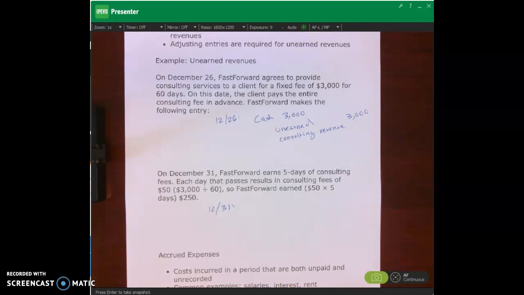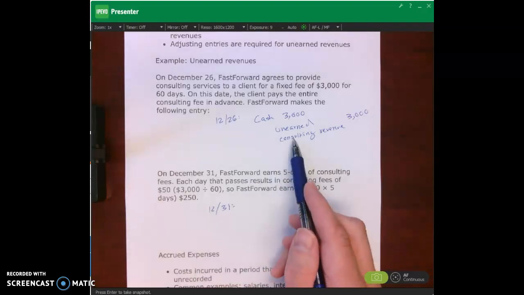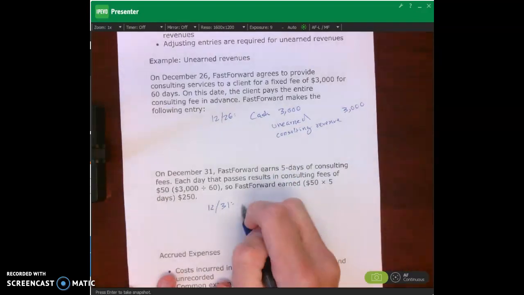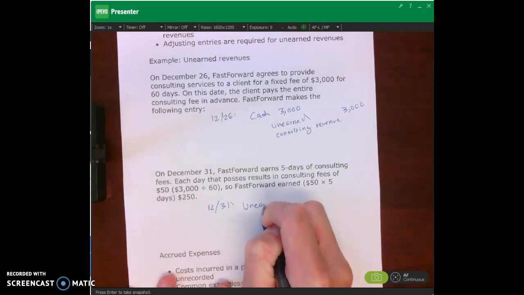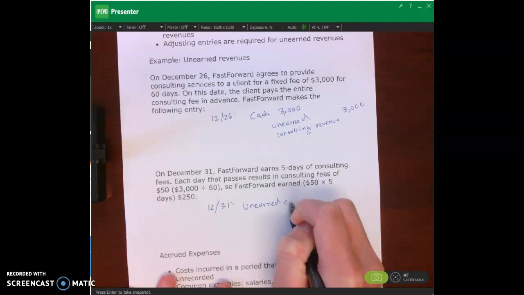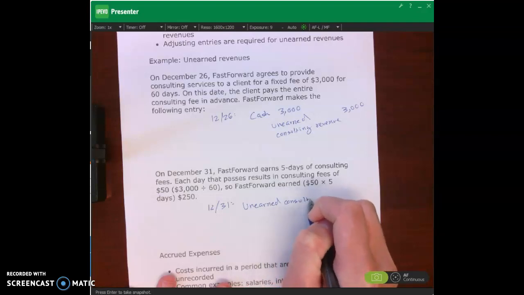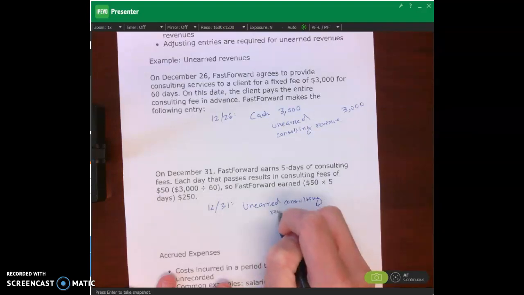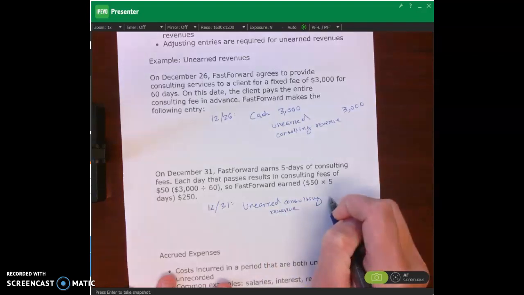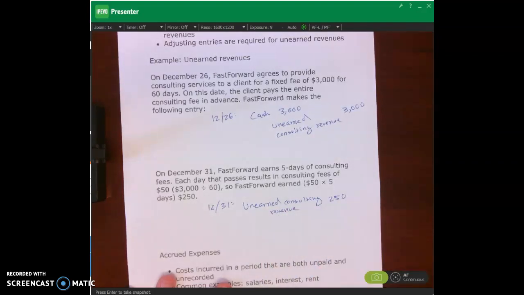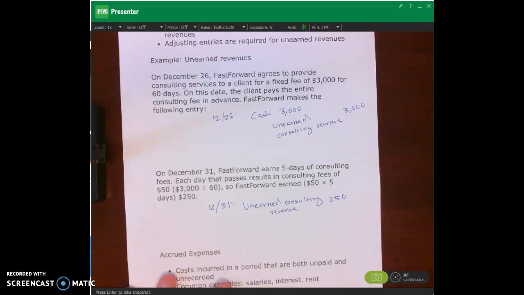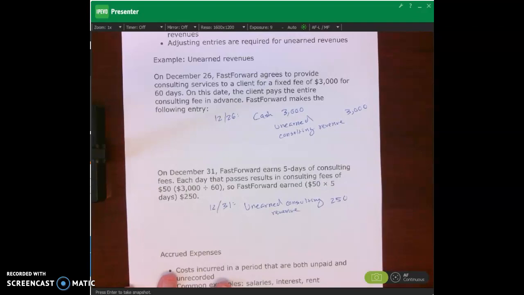So I have a question for you. How do we decrease the liability? Debit. So I'm going to debit my unearned consulting revenue for $250 to recognize that my liability has gone down. Have I earned revenue? Yeah. It says right over here, I earned it. I performed 5 days' worth of consulting.